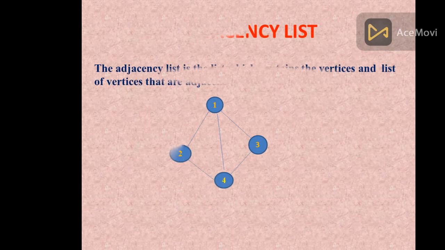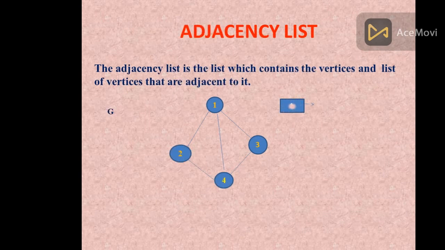The next is adjacency list. The adjacency list is the linked list. It is a linked list which contains vertices and the list of vertices adjacent to the particular vertex. In this example, we have 4 vertices. We will find the adjacency vertices for each vertex. First, we will examine vertex 1. For vertex 1, we have 3 vertices adjacent to it, 2, 4 and 3.